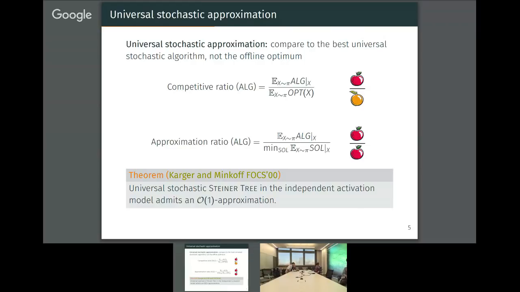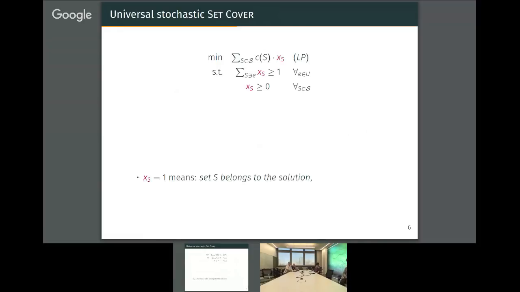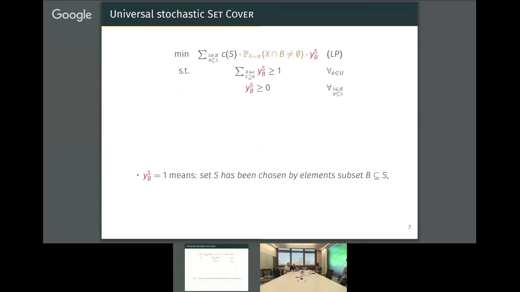Okay, so I'm going to show how to approach set cover, which will be the simplest algorithm of our toolbox. So this is the classical LP formulation for set cover, and we replace the variables x_s with configurations. So what changes?